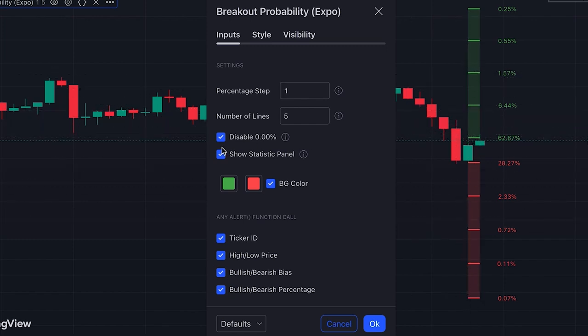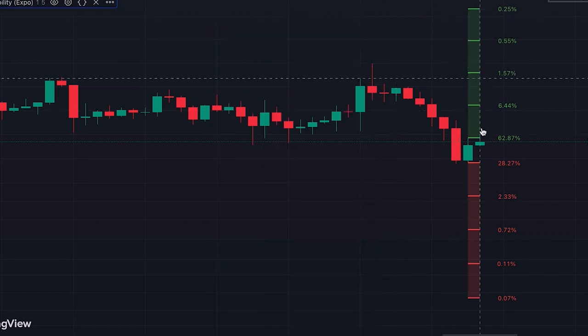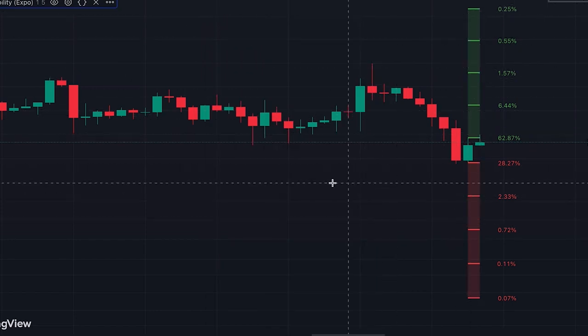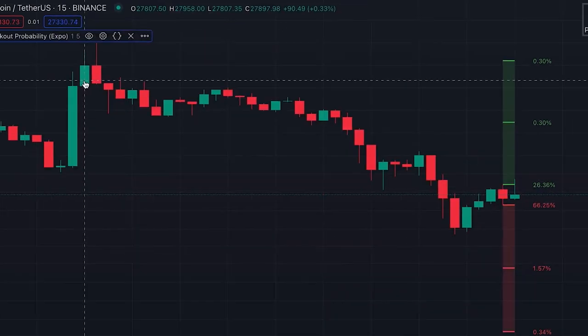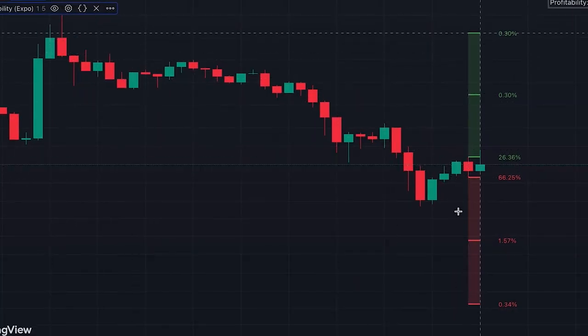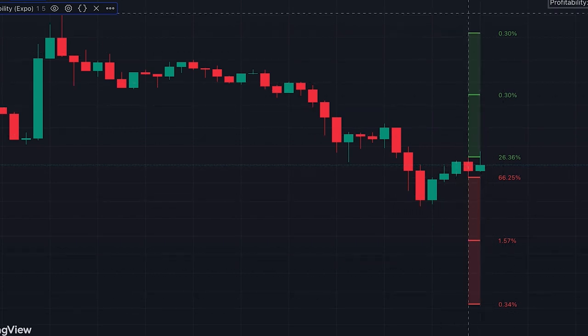previous one. And here disable 0% is also checked by default, which means that for levels that get probability of 0%, the level will not be displayed on the chart. Here all of the 5 levels have the probability of higher than 0, but for example, if we go to a lower time frame, for example 15 minutes, you can see that only 3 levels are shown. The other 2 have 0% probability, so they are not shown on the price chart.